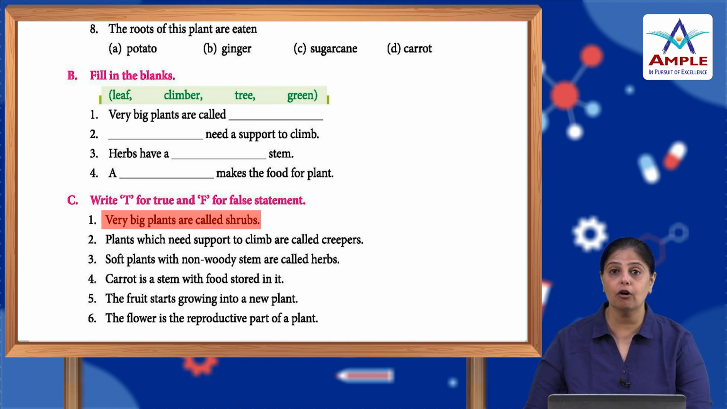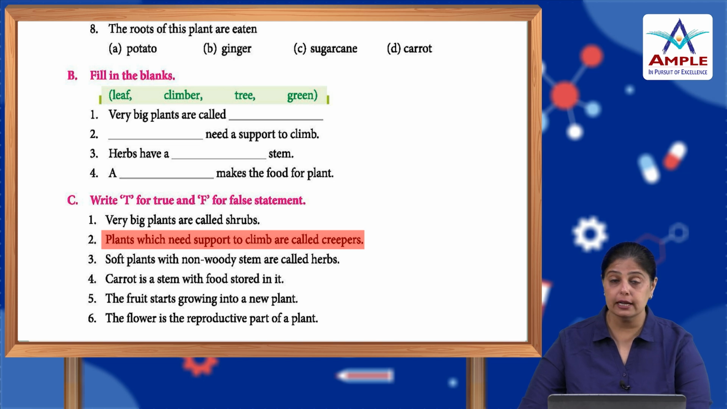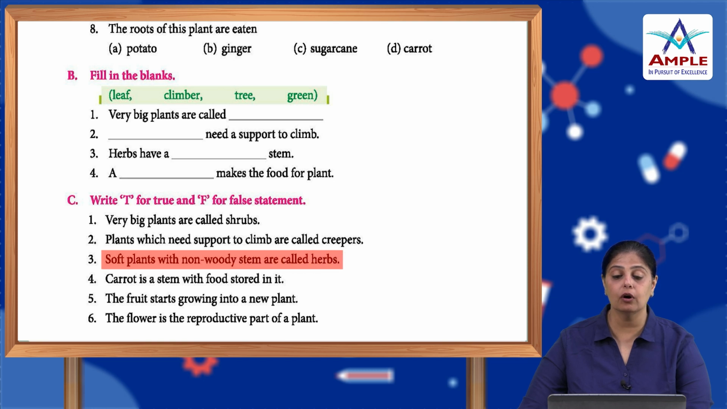Very big plants are called shrubs. It is absolutely false. They are called trees. Plants which need support to climb are called creepers. Absolutely false. They are called climbers. Soft plants with non-woody stem are called herbs. It is true. Carrot is a stem with food stored in it. False. Carrot is a root.